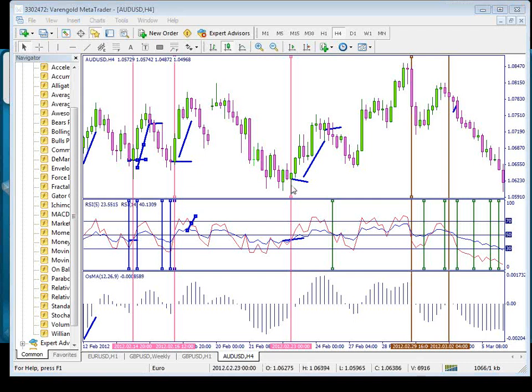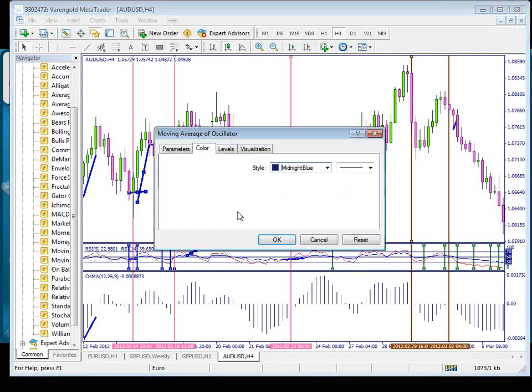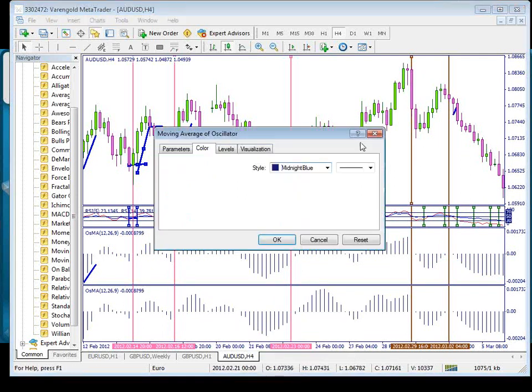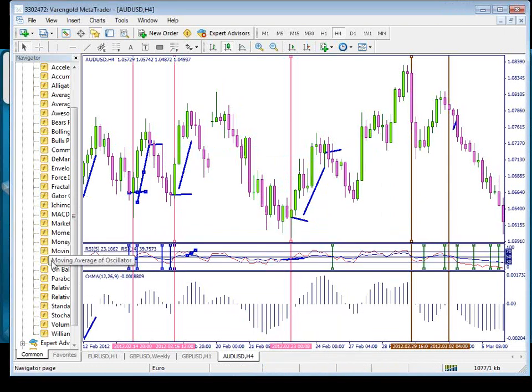Okay, I will show you also what is happening with MACD, and I will make this channel with RSI smaller, and I will plot also the MACD to see the difference between the oscillator of moving average and MACD.